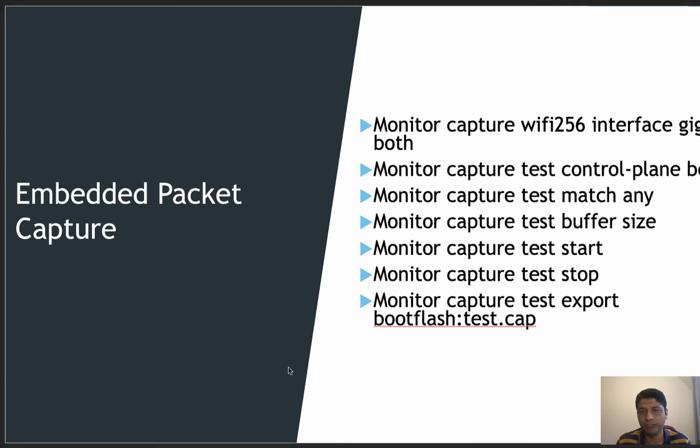You need to execute these commands and enable it, and then you will get a PCAP file which can be downloaded from the BinOS folder and opened in Wireshark. So it's very important when you are trying to troubleshoot AP joining. All right, I hope you got these details. Let's start with the demo now.